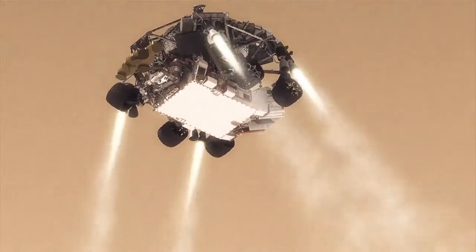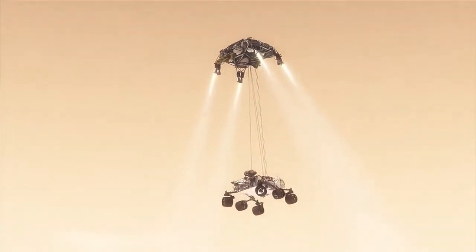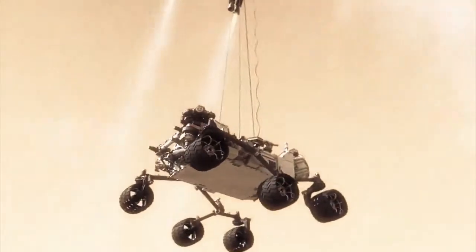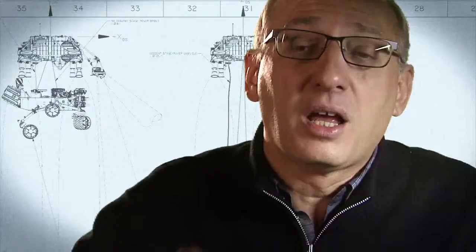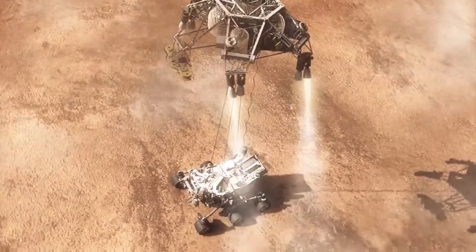20 meters above the surface, we have to lower the rover below us on a tether that's 21 feet long, and then gently deposit it on its wheels on the surface. As the rover touches down and is now on the ground, the descent stage is on a collision course with the rover. We must cut the bridle immediately and fly the descent stage to a safe distance from the rover.